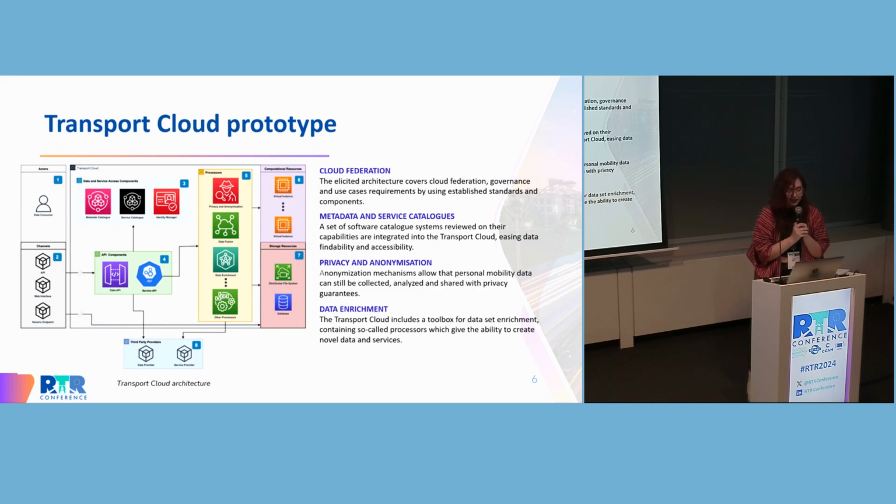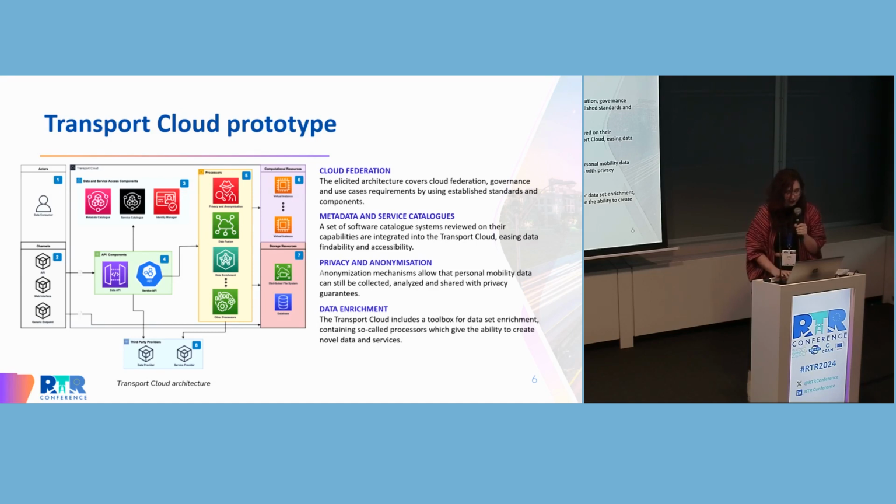Just to say that the architecture, the main goal was how to make data FAIR, so findable, accessible, reusable, and interoperable. And all the elements that it includes are responding to this objective. The architecture that was defined covers this cloud federation, but also the governance and the use case requirements, and it's based on using established standards and elements that already existed.